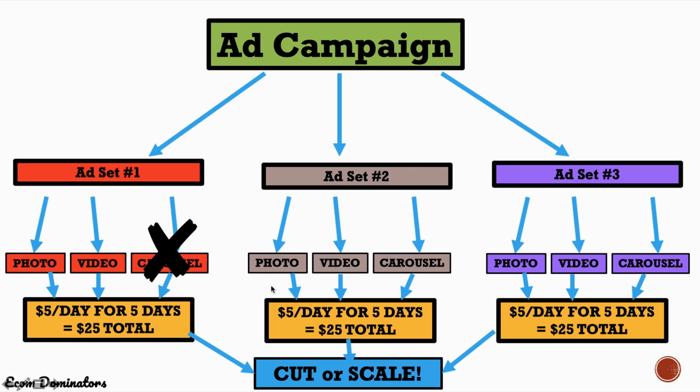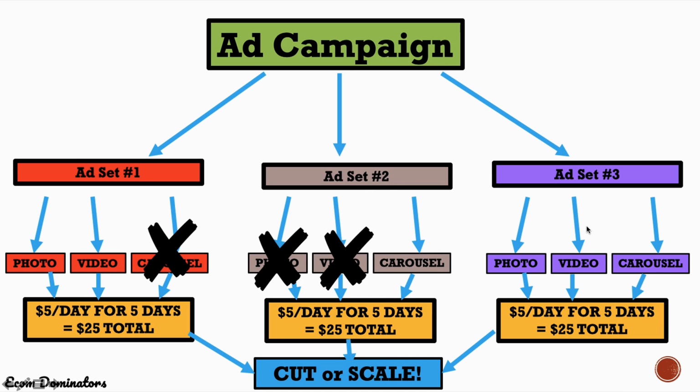But let's take a look at ad set number 2. This is a different ad set altogether, so I'm going to test this one. And from Facebook's data, because remember, we're not assuming we know who our audience is, we're going to look at Facebook's data, and their data is telling us that the video and the photo is not performing as well for ad set number 2. So what is this telling me? I need to scale the carousel ad.